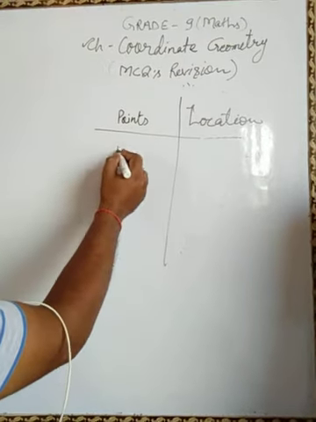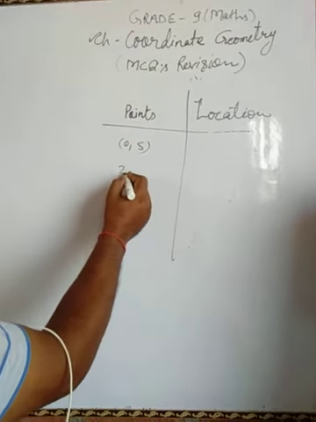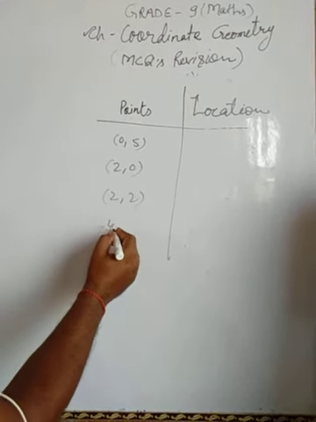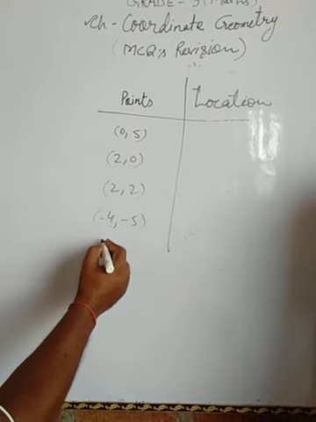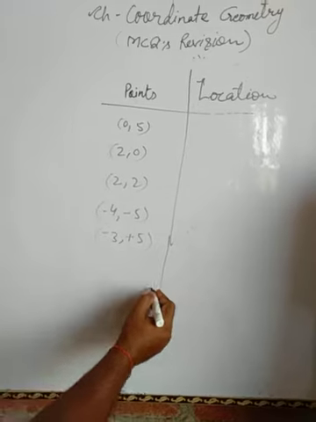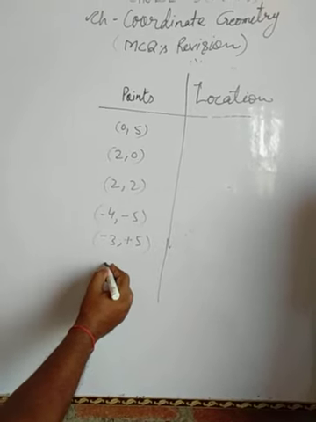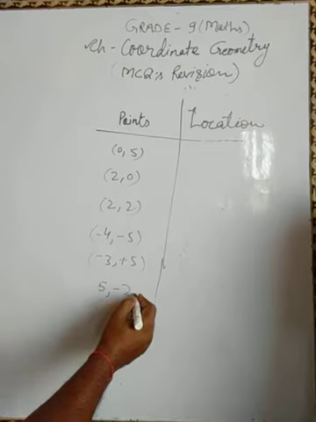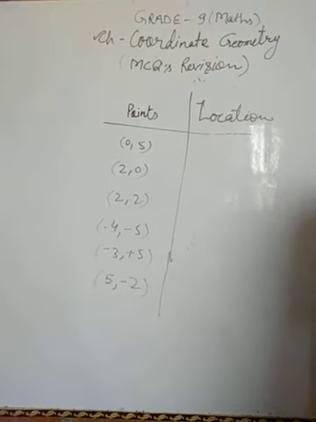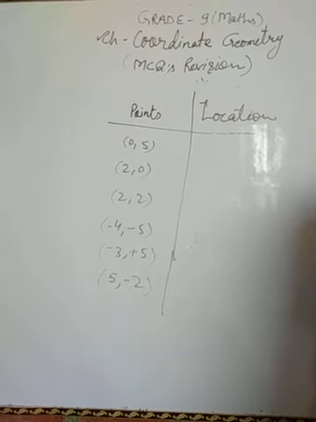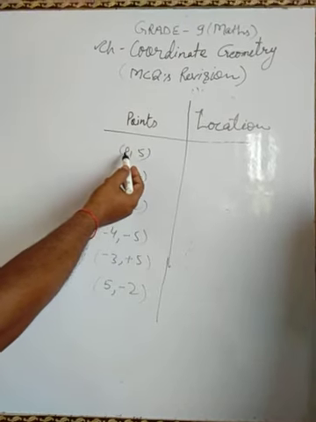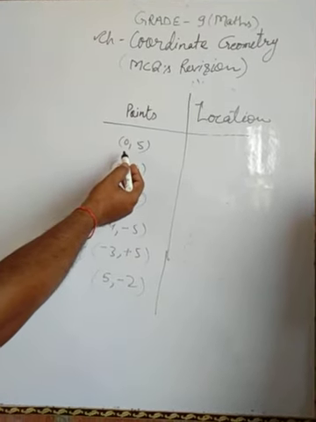Location: 0, 5; 2, 0; 2, 2; -4, -5; -3, +5; and then 5, -2. These are some examples which I have taken. Just see the first point. This is 0, 5. It is very clear abscissa is 0, and this is the point.